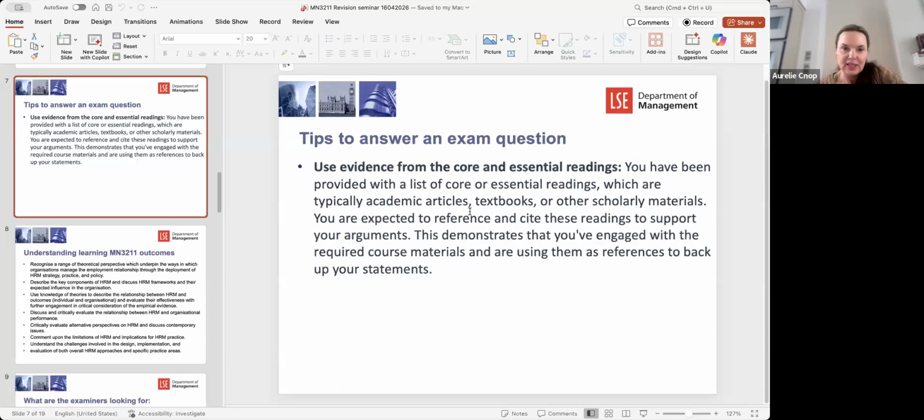And that summarizes what I said about external sources. Use evidence from the core and essential readings first. You have been provided with a list of core and essential readings, which are typically academic articles, textbooks, or other material, and you're expected to reference and cite these readings to support your argument, to demonstrate that you have engaged with the course, and using them as references to back up your statements and your overall discussion. I just want to be very clear on that. And that generally answers quite a lot of questions that I receive in the revision session.